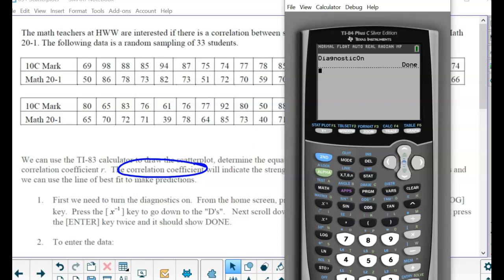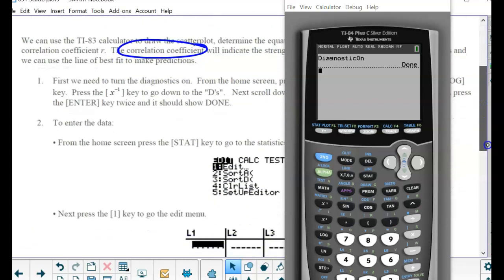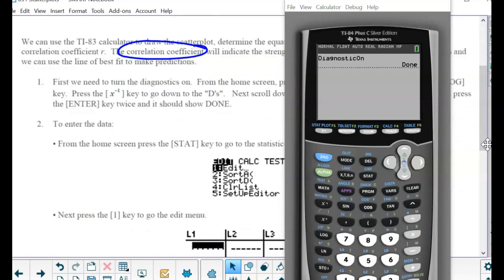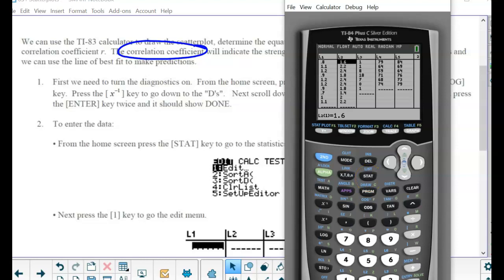All right, so to enter the data, we've already done this in the last part. So we go to stat, edit. I probably still have some stuff we were working on last week. So I'm going to go cursor up. I'm going to clear these off. So clear off your lists. Go back to this one. Okay.